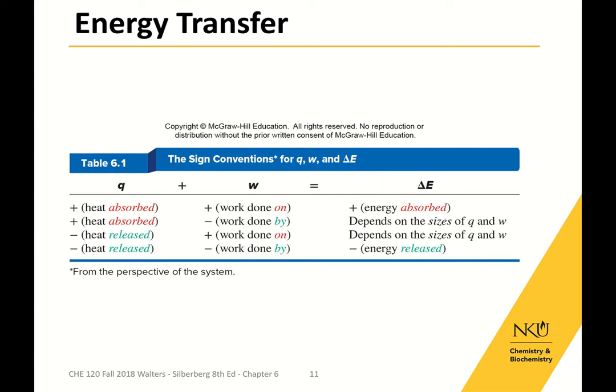And so then for our delta E, because it's a combination of Q and W, right, if they're both plus, that means energy is absorbed. If they're both minus, that means energy, the delta E, is released. If there's a mixture of the two, as we would expect, right, if heat is absorbed but work is being done on, right, plus sign plus a negative sign, then the delta E depends on the sizes, right? If W is larger, then it's negative. If Q is larger, then it's positive.